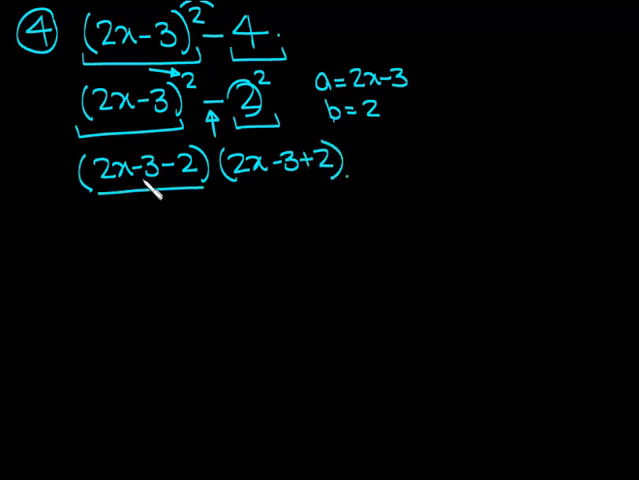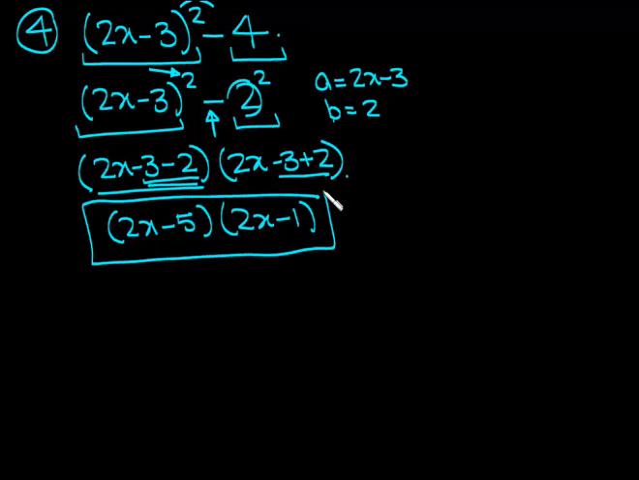This can be cleaned up a little bit. I can add these guys up, so I get 2x minus 5. And I can add these guys up, so I get 2x minus 1. So these are your factors. So sometimes problems might get a little bit interesting, but if you follow the same guidelines, you shouldn't have any difficulties with them.